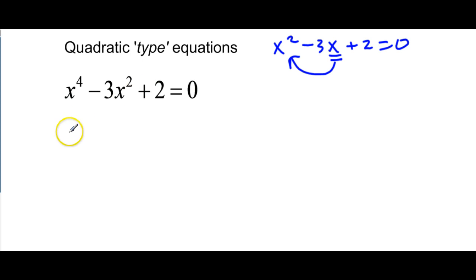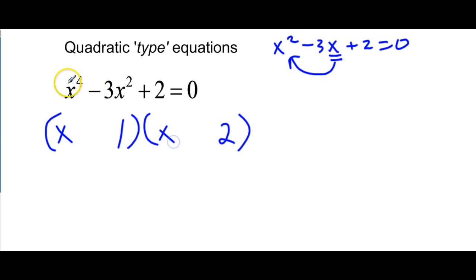So let's try to treat it like a quadratic. Here's what I mean by that when I say treat it like a quadratic. We're going to factor as normal. 2 and 1, that's really the only way to factor 2. But instead of x and x like I would normally put here, I know the first term is x to the fourth. So I've really got to put x squared and x squared here. Kind of assume that they're going to be equal.